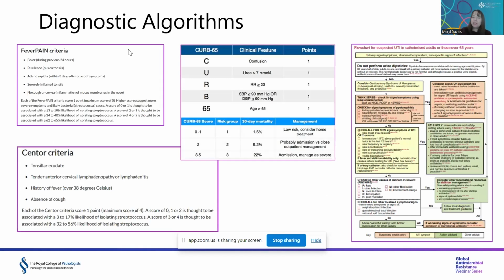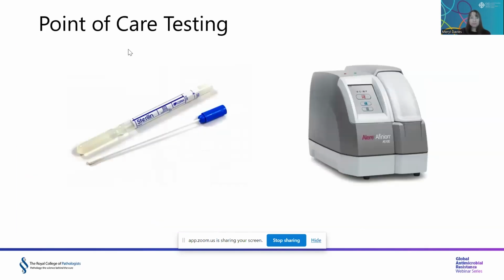We also use diagnostic algorithms in the United Kingdom to try and stratify which patients are more likely to have a bacterial infection and which are more likely to have a viral infection and don't need antibiotics. So examples here are the FeverPAIN and the Centor score that we use for sore throats, the CURB-65 score that's used for community-acquired pneumonia, and a UTI diagnostic algorithm.